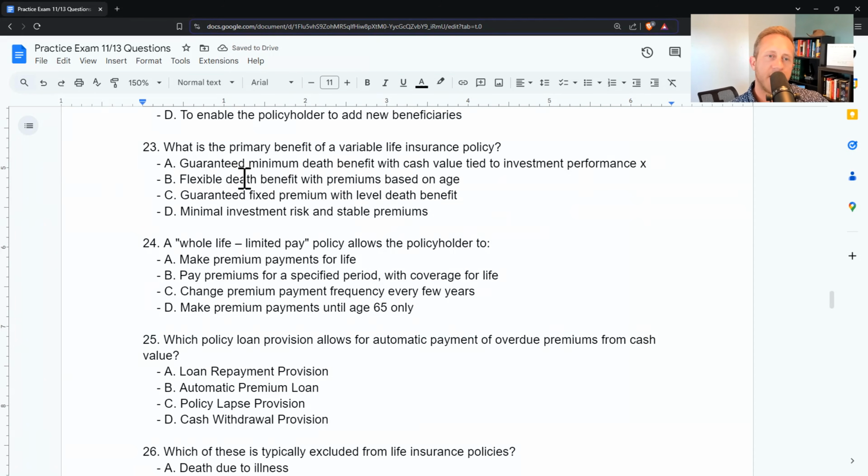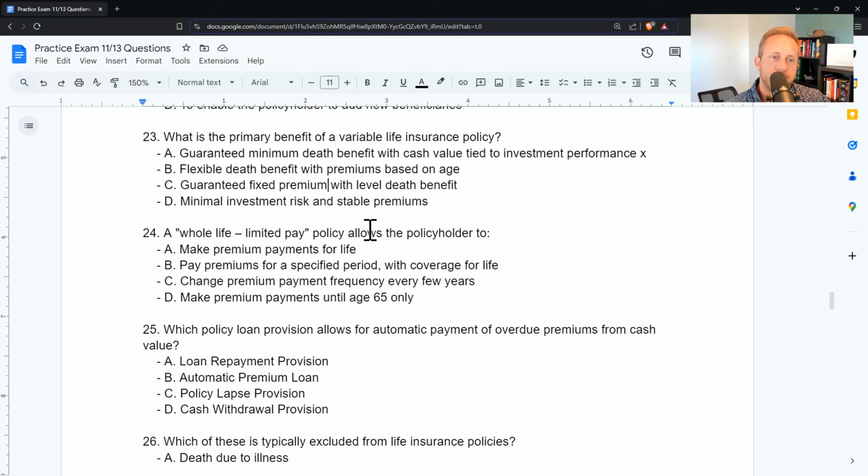A flexible death benefit is universal life. Guaranteed fixed premium with level death benefit, that is whole life. And then minimum investment risk and stable premiums will be whole life. Variable life is tied to investments like stocks and bonds.